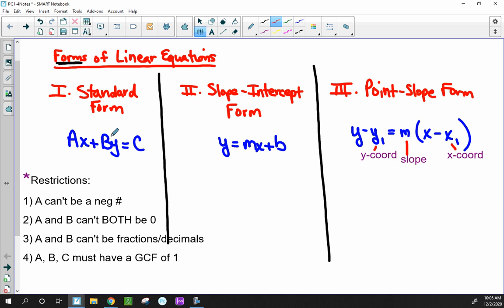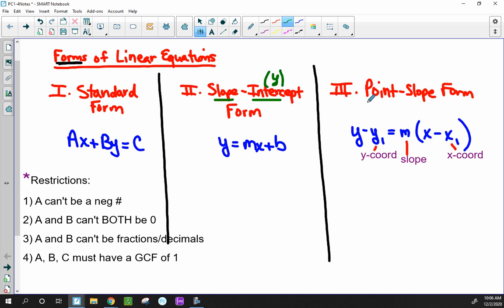Standard, variables must be on the same side, and these four things cannot happen. I'll show you examples of how to fix it mathematically if this does happen to you. Slope-intercept form is just y equals mx plus b. You definitely need a slope. Pay attention to the wording. You definitely need a slope, and you need a y-intercept in order to successfully write an equation in this form.